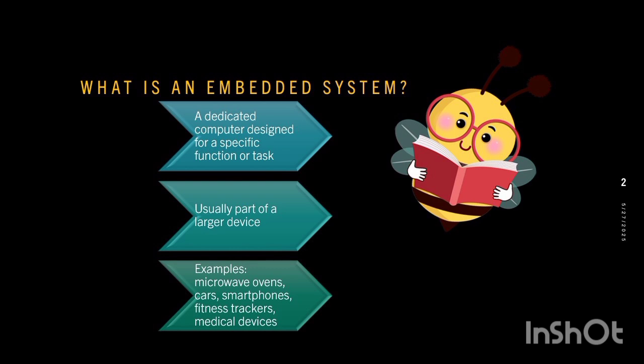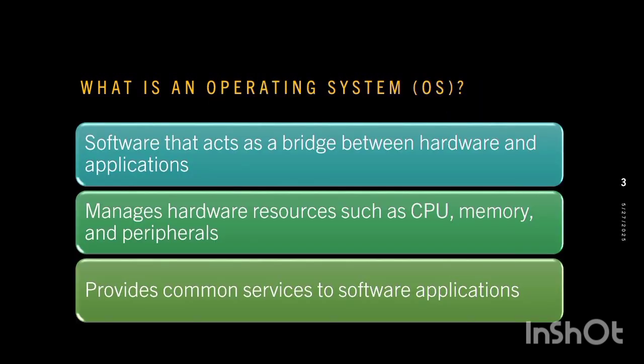Now, let's dive into operating systems, or OS. So, what is an operating system? Simply put, it's software that acts as a middleman between the physical hardware of your device and the software applications running on it. It manages the important resources like the processor, memory, and input and output devices, making sure everything runs efficiently and smoothly in your system.